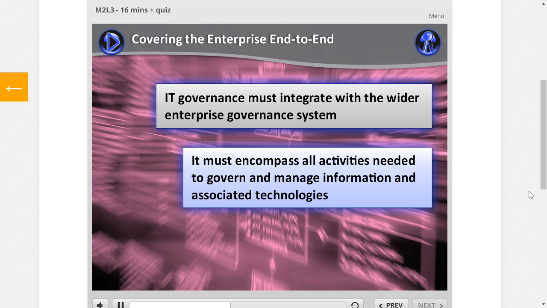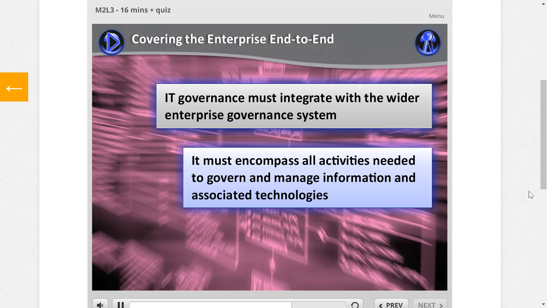But much information is acquired or created outside of IT. Indeed, it is common for skilled users to develop their own applications, databases, and spreadsheets. And of course, not all information is held electronically. There's still a lot of paper out there. The point then is that IT governance is not only about the IT department.